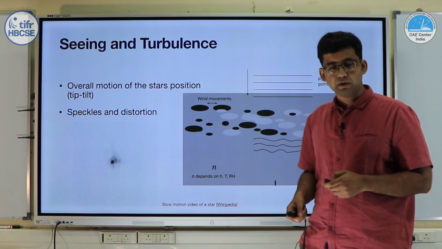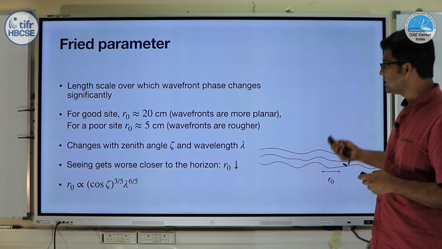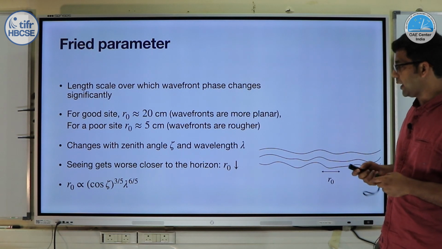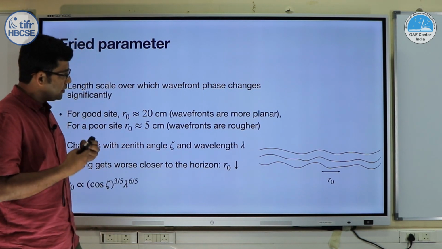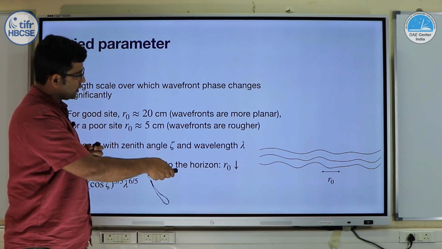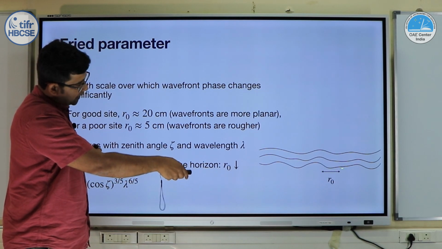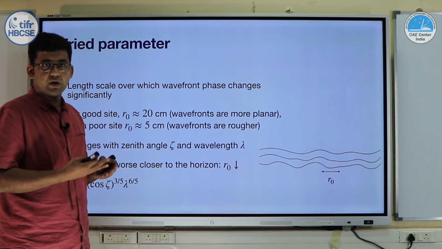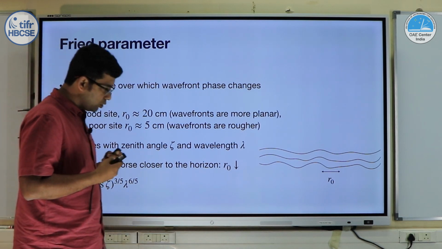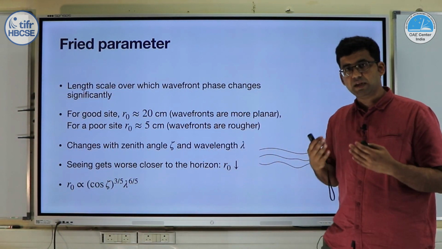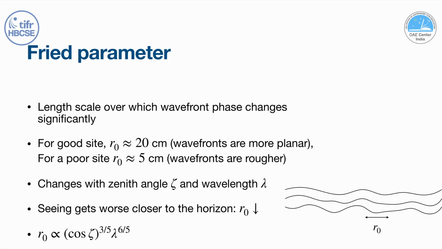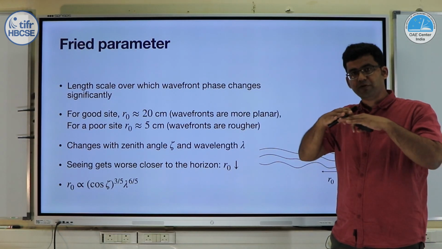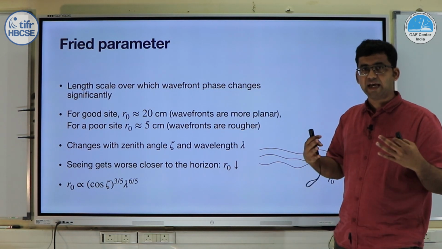There is one important parameter that we need to talk about when we want to understand the effect of the atmosphere, that is the Fried parameter. Now, the Fried parameter is the length scale over which the wavefronts change significantly. Now, if you have a wavefront like this, your Fried parameter would be some scale where the wavefront does not change significantly. Now, for a good site, a good observing site with very clear smooth atmosphere, your Fried parameter, which is denoted by R0, will be large, up to 20 centimeters, 25 centimeters, which means that the wavefronts are smoother and more planar. They are not as distorted.